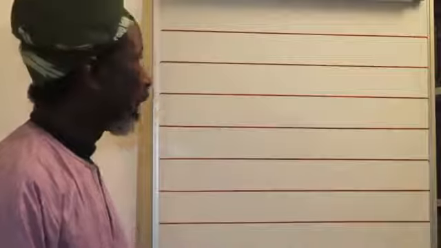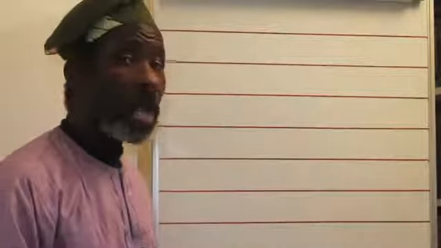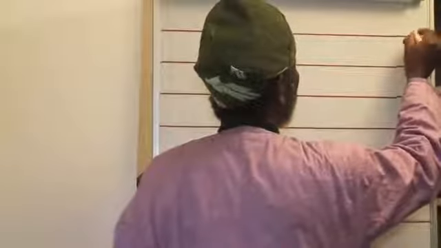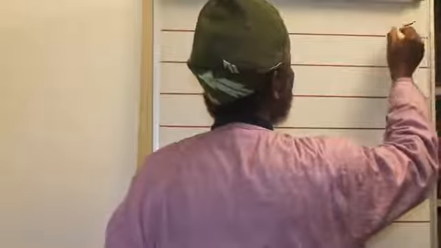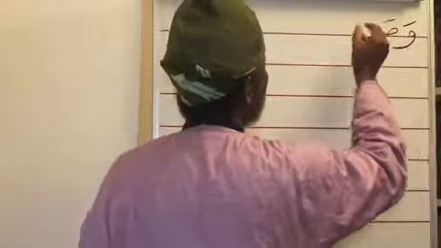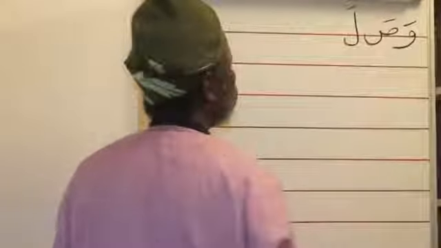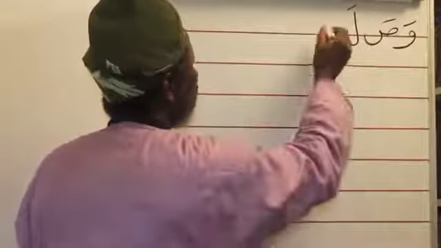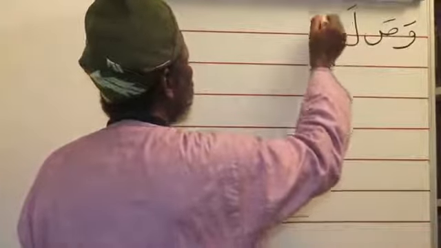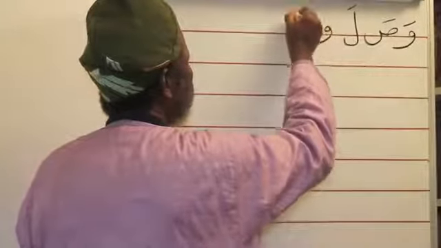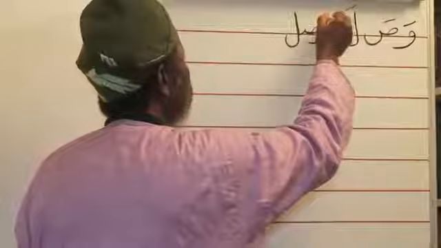We deal with letter waw. Remember, waw is part of the naughty letters, cannot be extended to the left. Wasala. Wa, sa, la. Wasala. Join format. Wa, sa, la. Wasala.